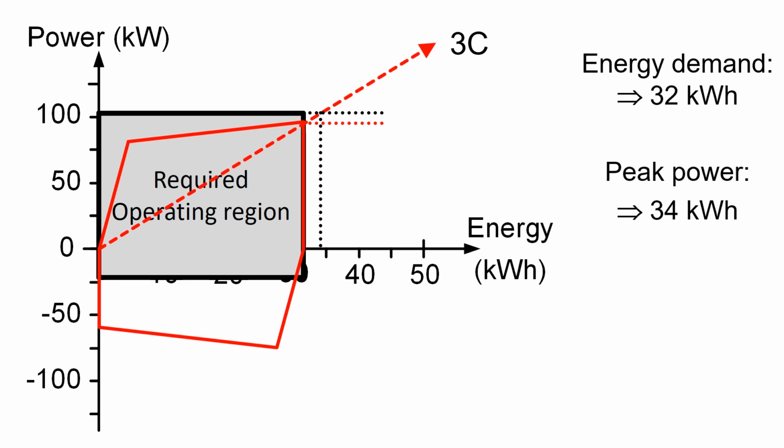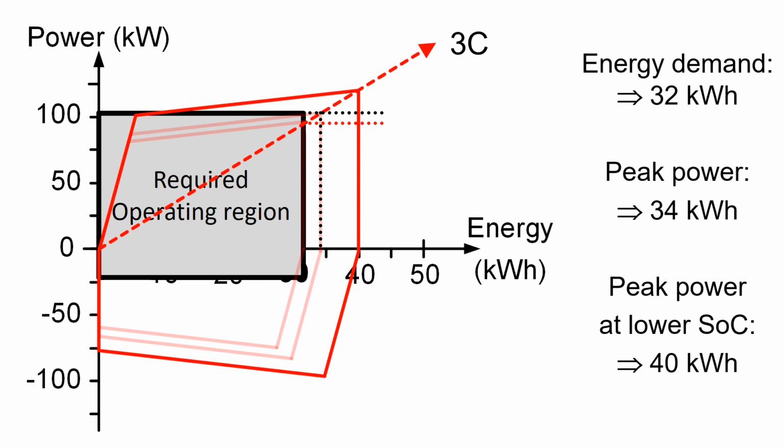So to meet the highest power, the energy has to be increased to this level, which is 34 kilowatt hours. The 34 kilowatt hour version of the battery will have this allowed operating region. The battery can now meet the peak power requirement, but only when it's fully charged. At lower state of charge, there is a lack of battery power in this part of the operating region.